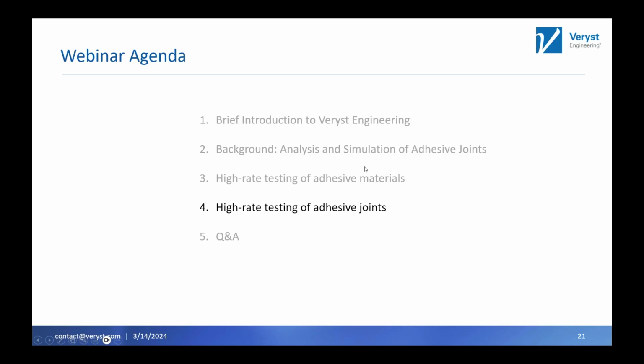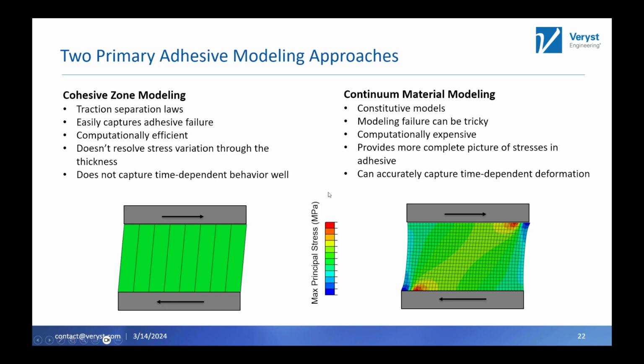All right. So moving into the final section, we're going to spend a fair amount more time on this than the other sections. We're going to talk about high rate testing of adhesive joints. So this is once we're beyond the bulk material characterization, we need to consider these materials as joints, we need to consider the adherence quite specifically.